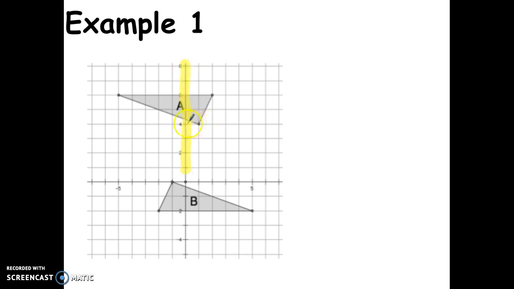So this point is one space away. So I'm going to put it one space away over here. 1, 2, 3, 4, 5. 1, 2, 3, 4, 5. And then 1, 2, 1, 2.